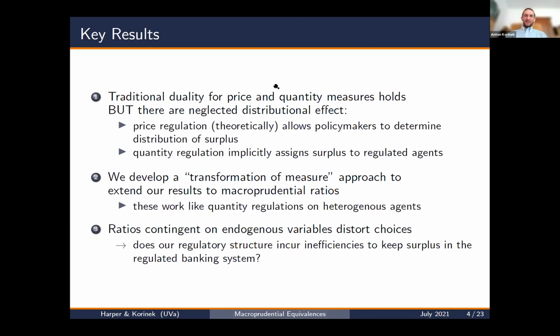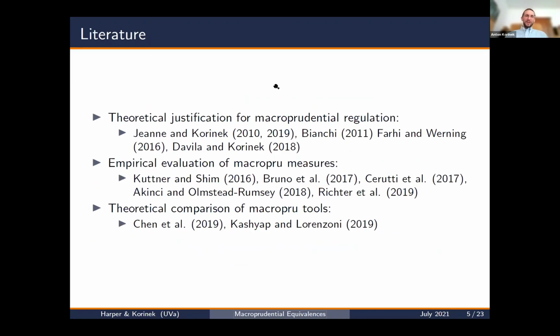So let me also give you a quick overview of the related literature. There is, of course, lots of work on theoretical justification for macropru. There's a growing body of papers that empirically evaluates, and then there are just very few papers that theoretically compare different types of measures. And our work is basically a contribution to the last one, but perhaps at a level of generality that the papers I am citing here do not encompass.